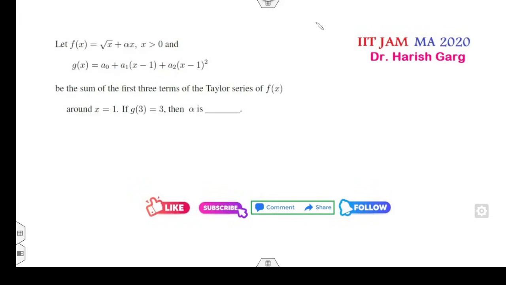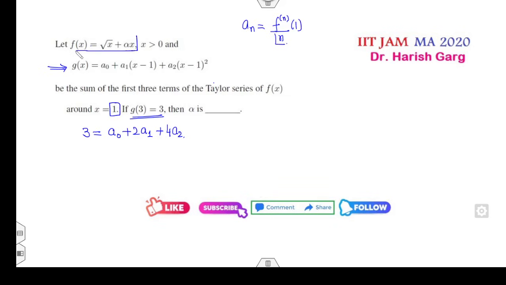Look at the second one. f(x) is my g(x), given the Taylor series. g(3) is my 3. I can substitute: g(3) is equal to 3, a0 plus 2 a1 plus 4 a2. And how can you find the a_n? a_n is the nth derivative divided by n factorial about the point 1.